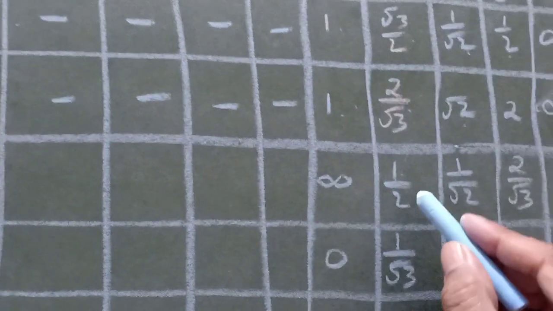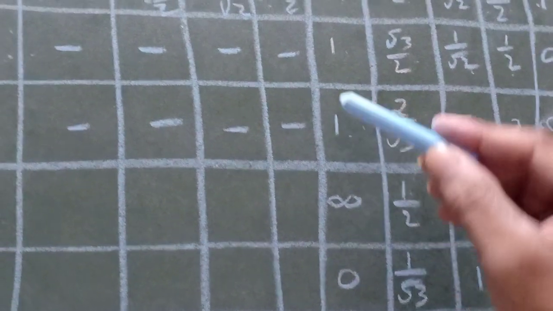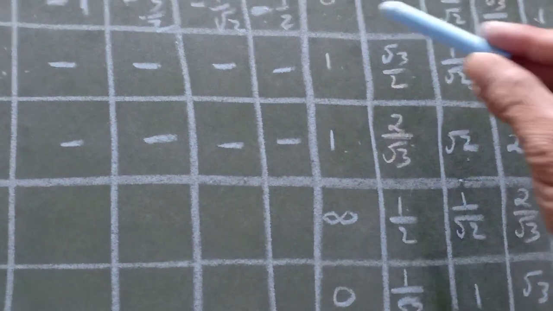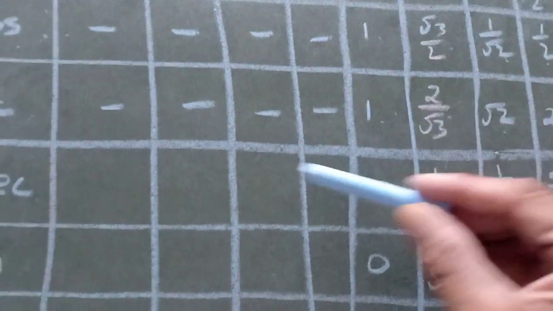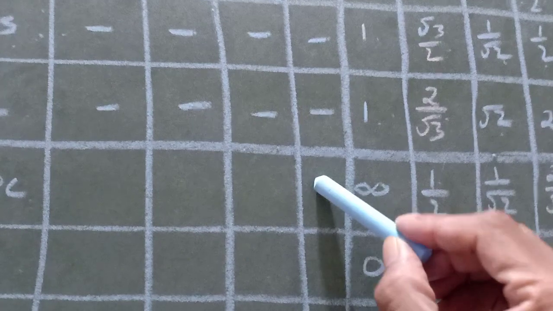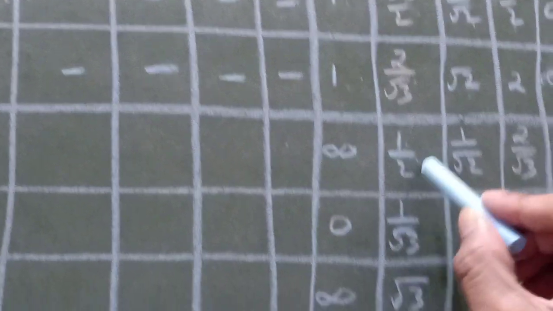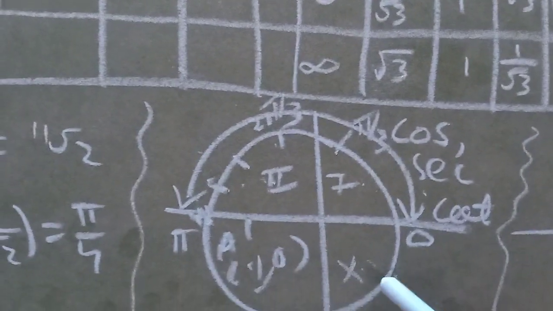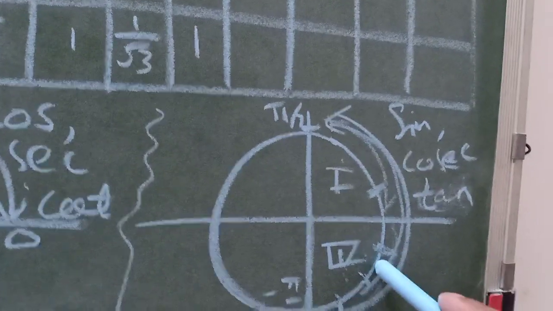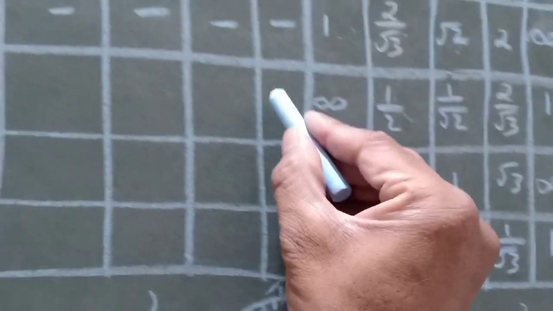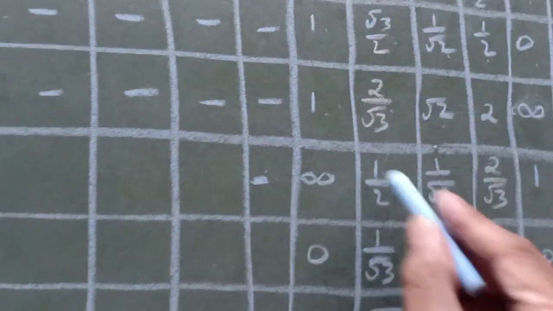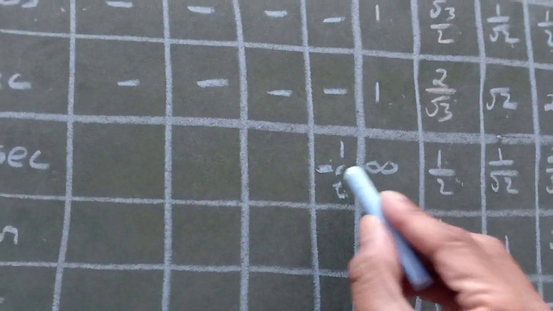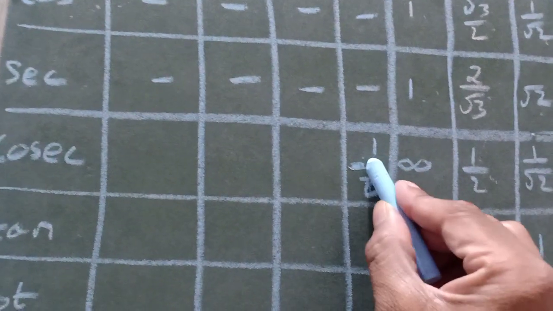Cosec of minus pi by 6. Cosec pi by 6 is how much? 1 by 2, and in the fourth quadrant the cosec function is negative, so we have to write minus, and the value of pi by 6 only, so minus 1 by 2.